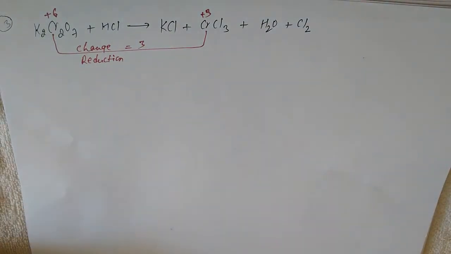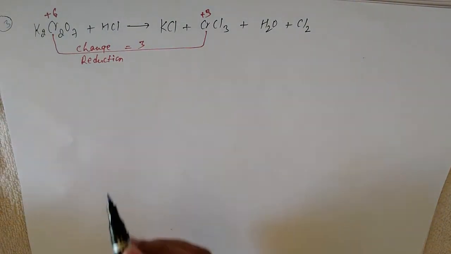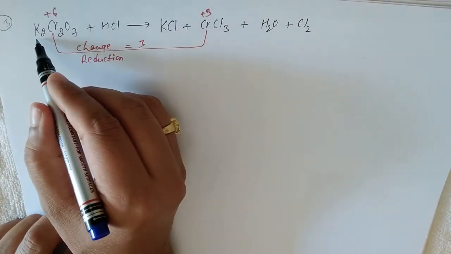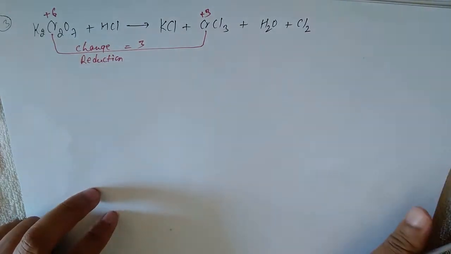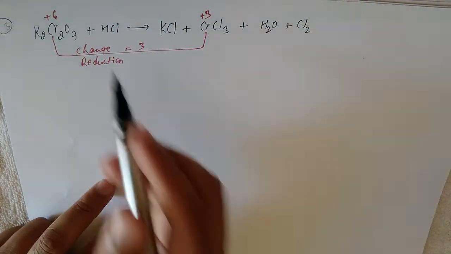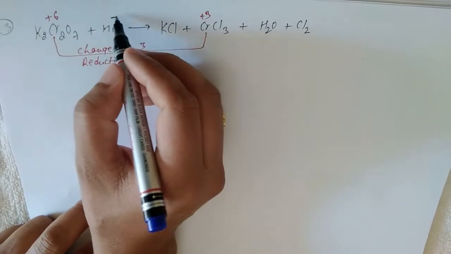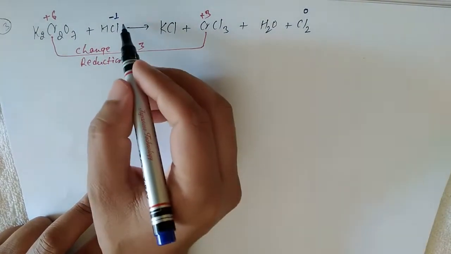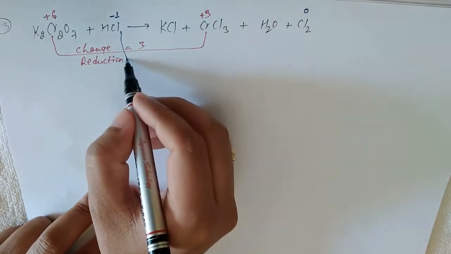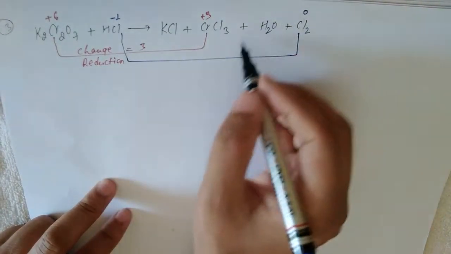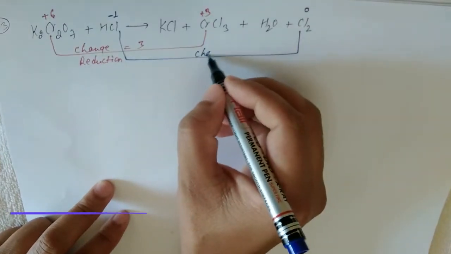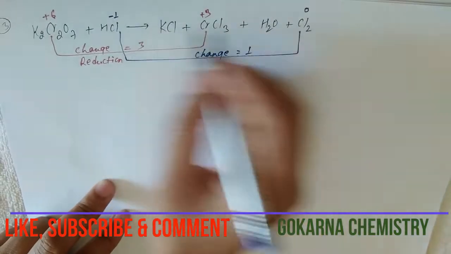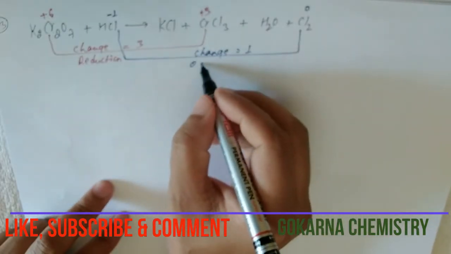And for another, here hydrogen does not change, and potassium, an alkali metal, does not oxidize or reduce. In HCl there is Cl in -1 oxidation number. We can see here Cl in 0 oxidation number state, elemental form. So for this Cl, we see -1 to 0, change equals 1, and this is loss of electron. This is oxidation.